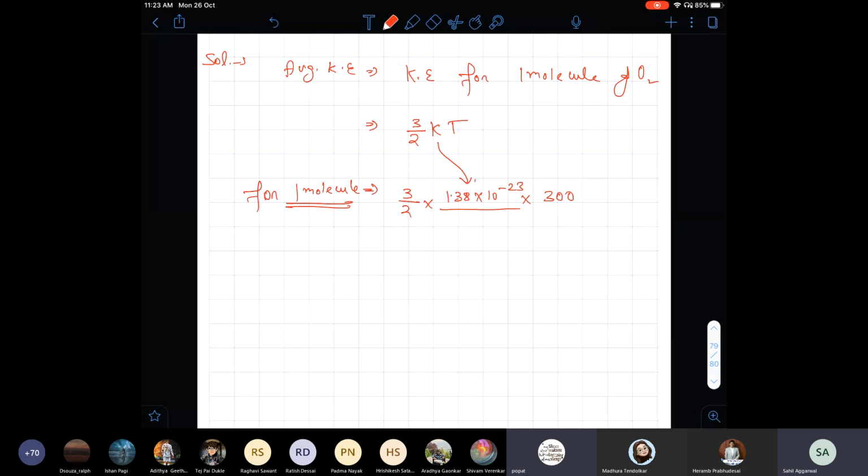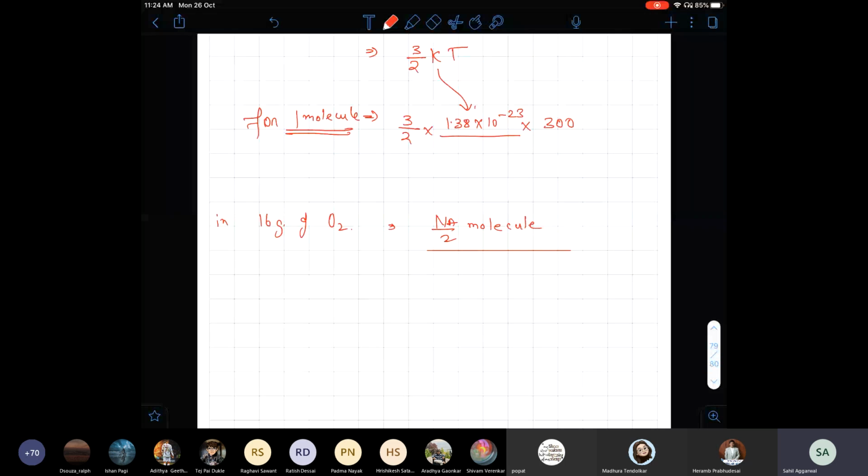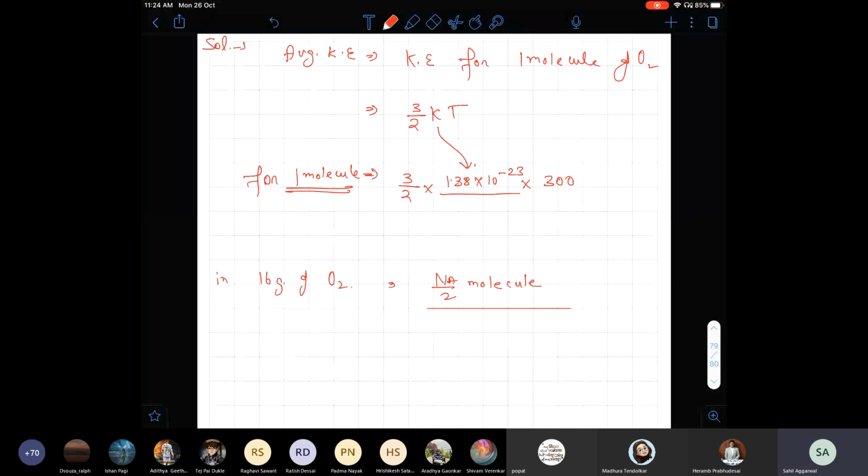Okay, sir. Thank you, sir. In 16 gram of oxygen, we have Na by 2 molecules. So once you get the value for 1 molecule, multiplied with Na by 2, you will get the final answer. For 1 molecule, you will get this much.